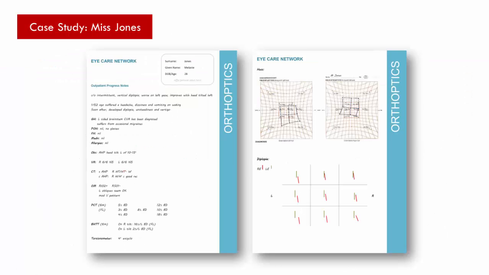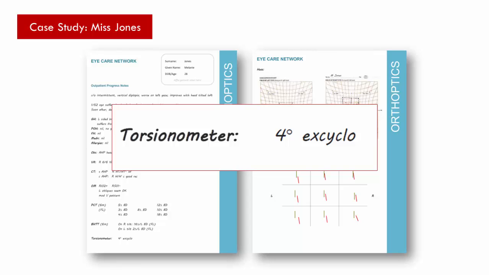Okay, finally, let's come to our case, Miss Jones. She actually had torsion measured. And this is the recording we see on her notes. Torsionometer, 4 degrees excyclo. So, the patient has obviously had their torsion measured with the torsionometer. And what this is saying is that in primary position, she has an eye that's excycloducted by 4 degrees. So for her, what she should be seeing is an intorted image, whilst the torsionometer is indicating that the eye is excycloducted.